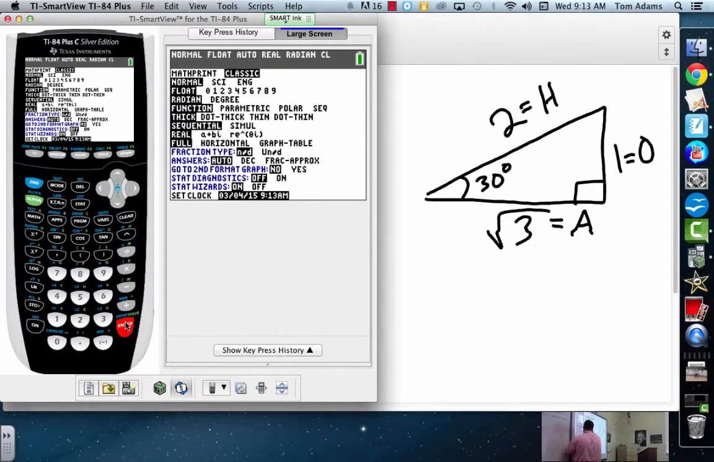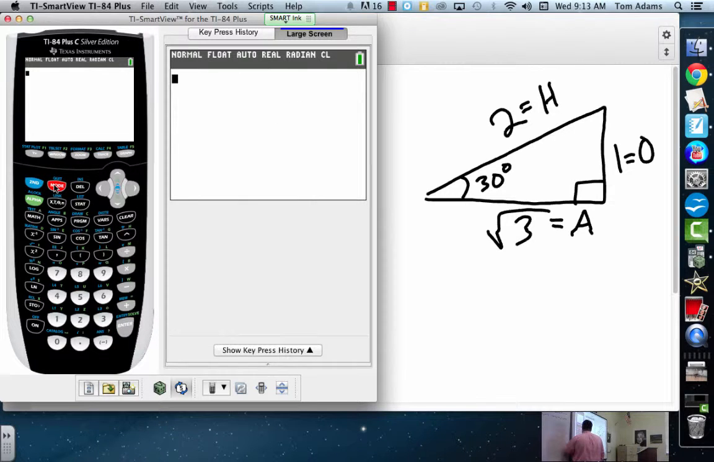So I want to see if I have the right answer. So we're saying that the answer is the square root of 3 divided by 2, which is a decimal approximation of 0.866, okay? So now I'm going to say cosine. What mode was I in? Were you guys paying attention? What mode was I in?